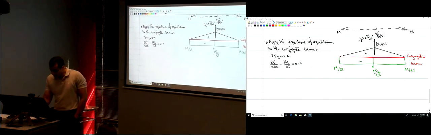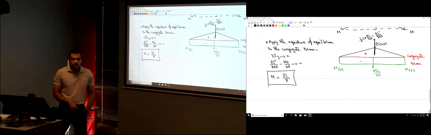The EI here cancels with the EI here. This L cancels with the square here. So, and then move M to the other side of the equation. So M, how much would M be? PL over 8. What's this? This is the fixed end moments that you were looking for.